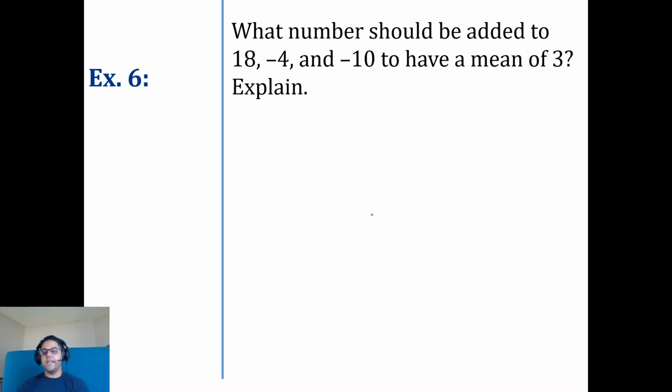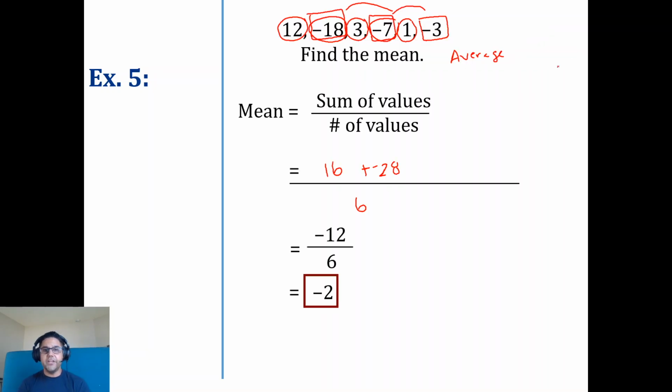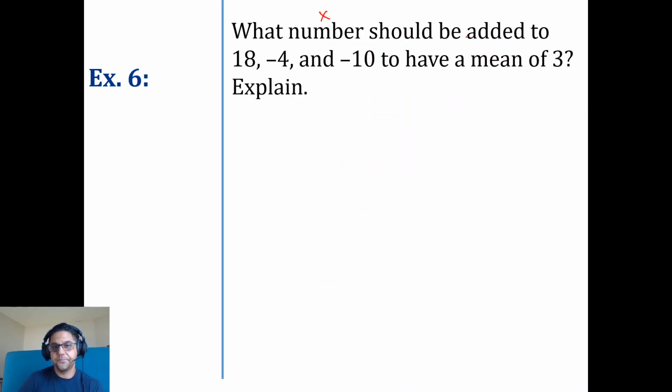All right, so this one here is just a little bit different. We're going to be using the mean, but it says what number, kind of like a variable, should be added to 18, negative 4, and negative 10 to have a mean of 3. So in other words, I already know what the mean is. I'm missing just one of these numbers at the top. Now, if you notice, I'm going to have a total of 4 numbers. So according to my work, my mean should be equal to the sum of the values divided by the number of values. So make sure you're dividing by a 4 because there's 4 numbers.